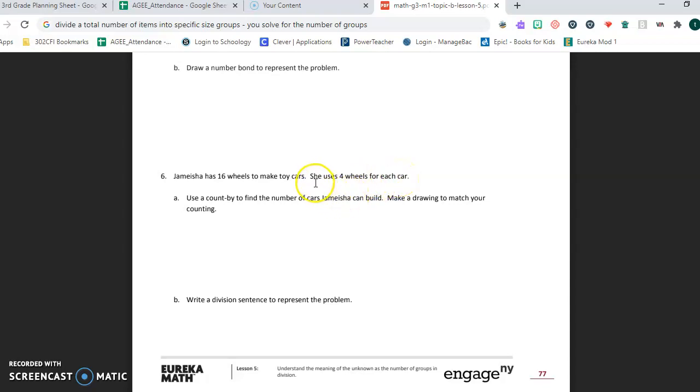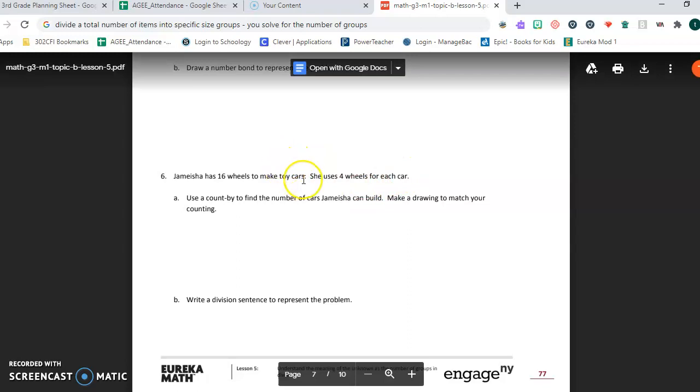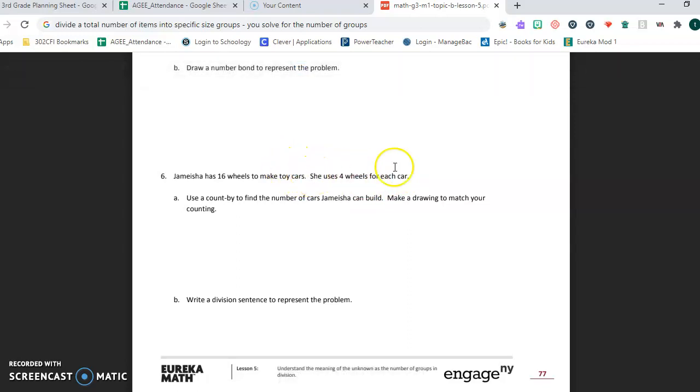So I think you can probably visualize this. A car has 2 wheels in the front and 2 wheels in the back. So a total of 4 wheels per car, and she uses 4 wheels for each car. It just tells us that. So what we visualize as a car is also what they tell us the car is made of.